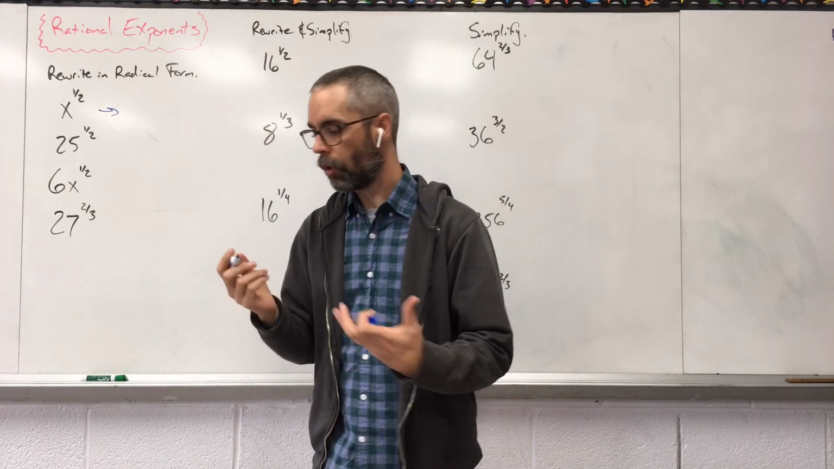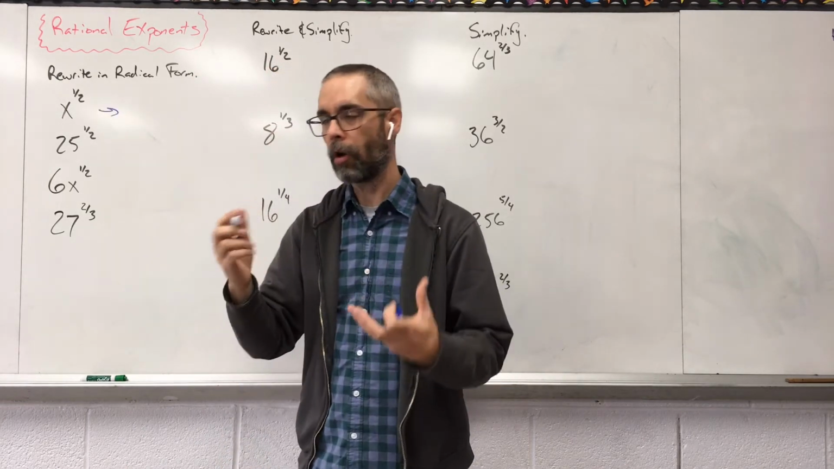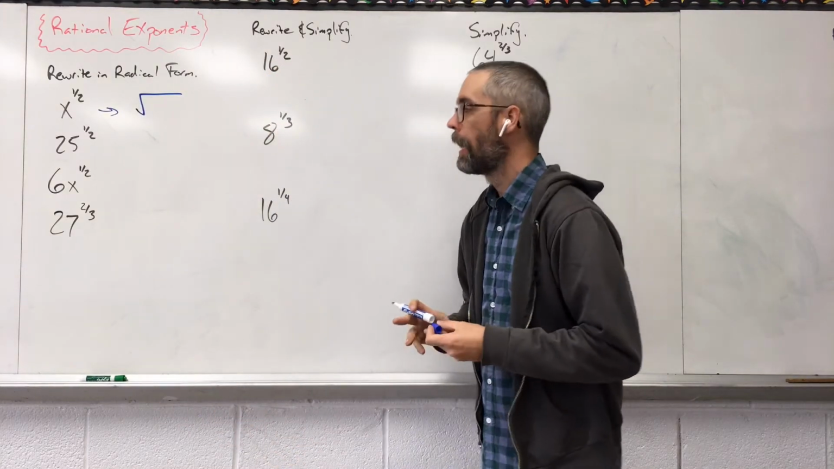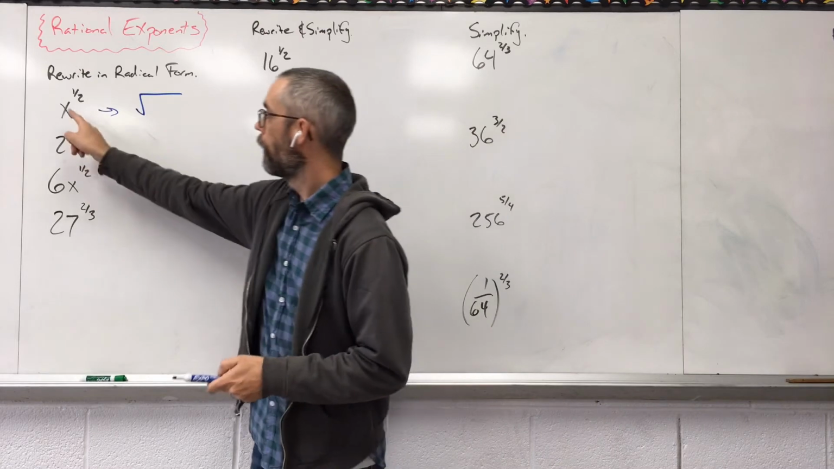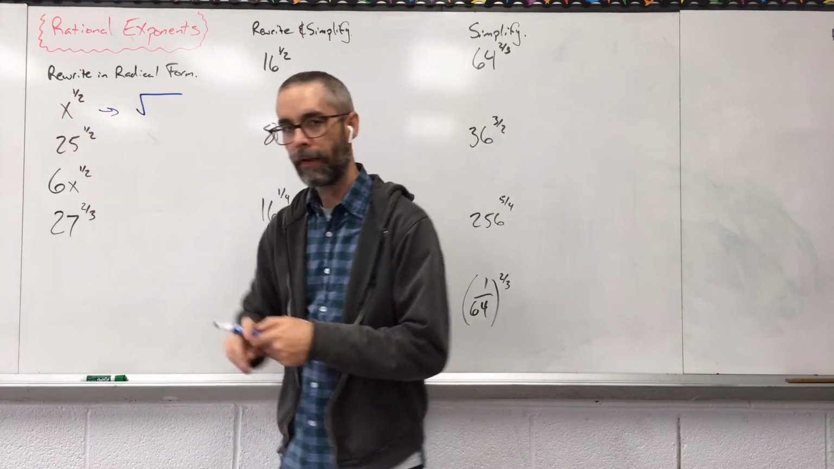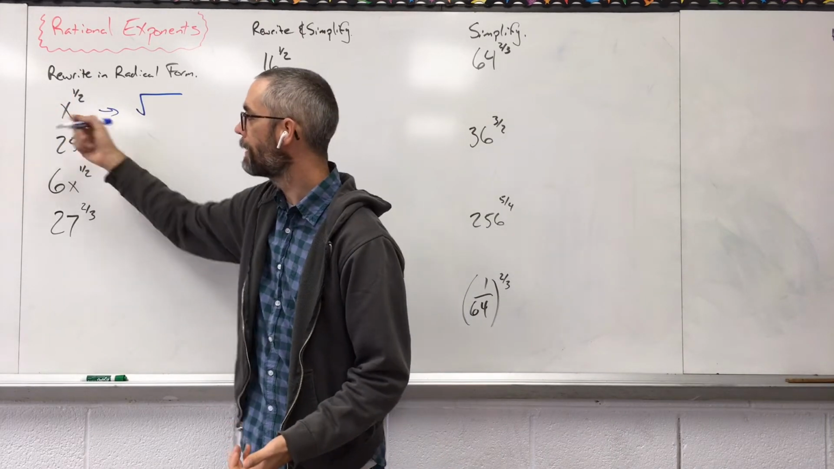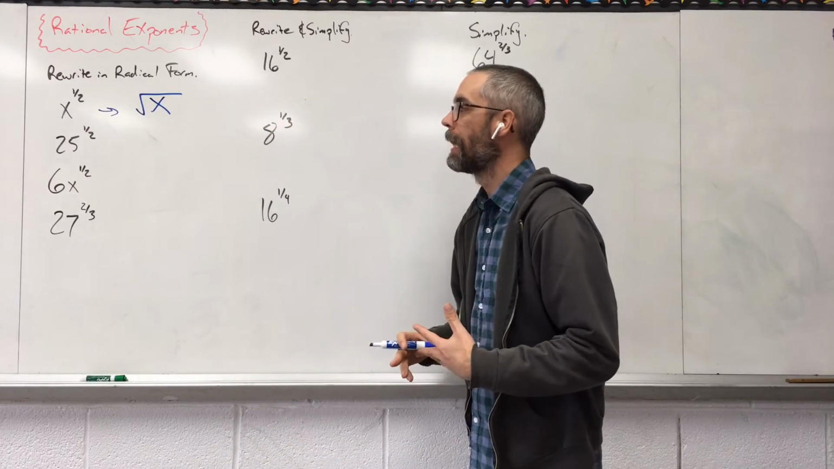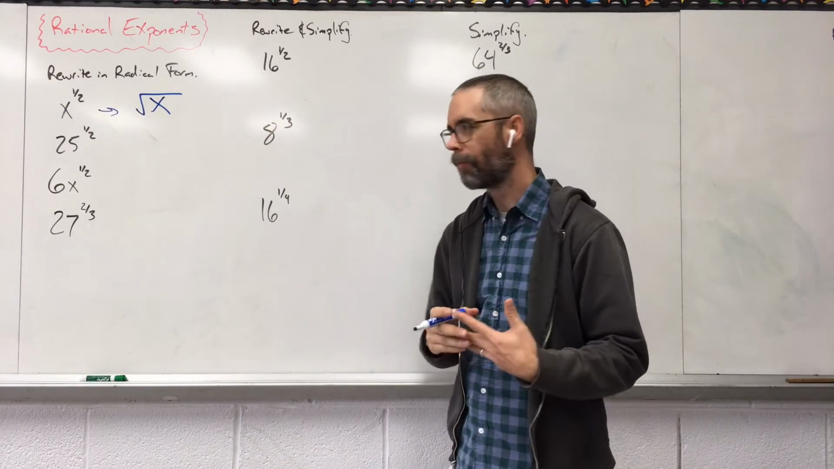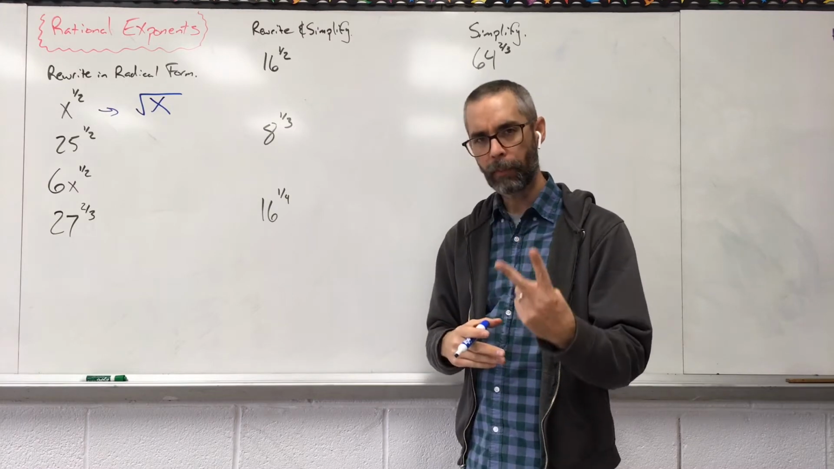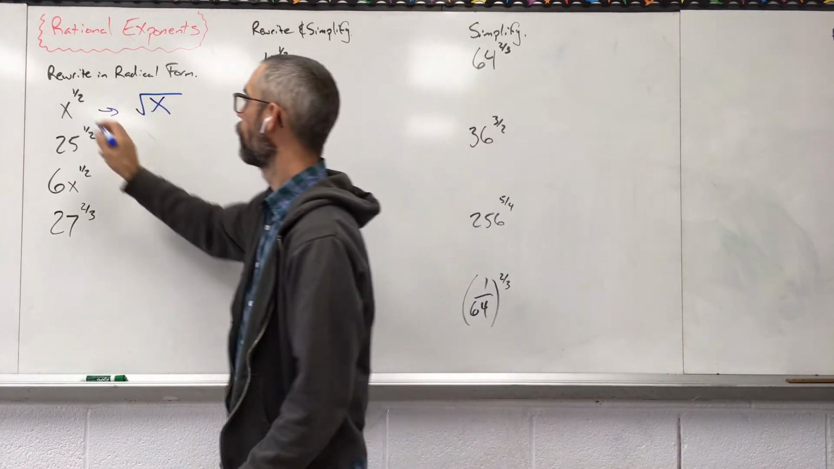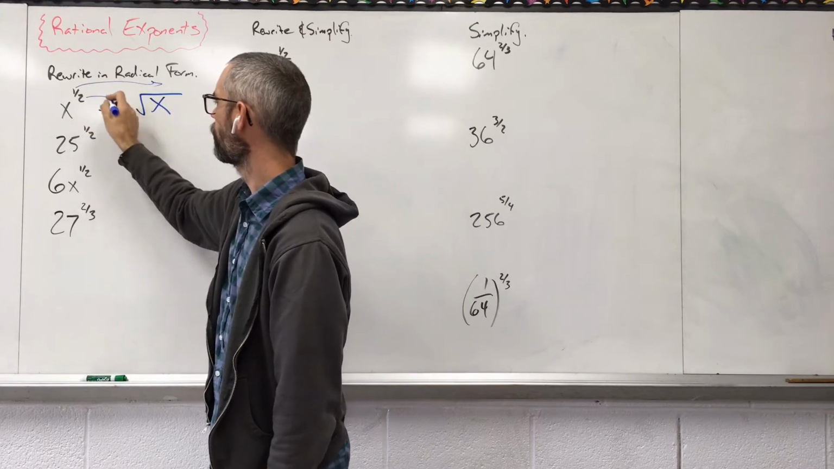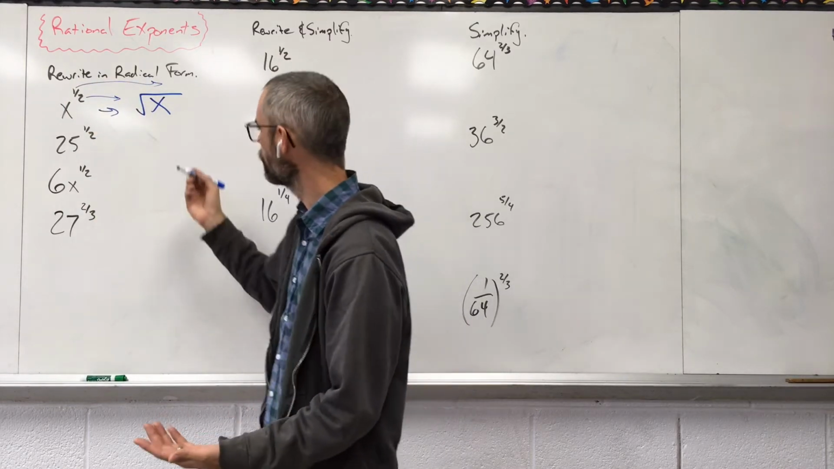When you rewrite this, when you see a fraction as an exponent, there's automatically going to be a radical sign. Now, we have three numbers here. We've got that variable x, that's our base, that's what goes inside that radical. Now, our exponent of 1/2, we're going to split it up into two parts. The top of the fraction goes up top, the bottom of the fraction goes down on the bottom.